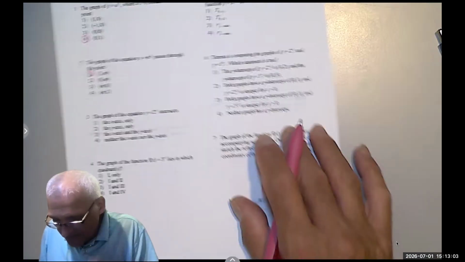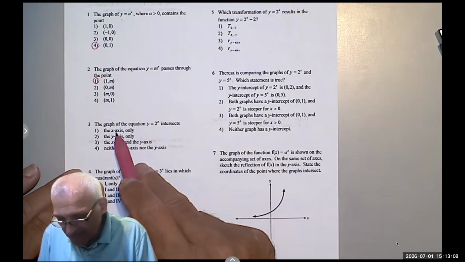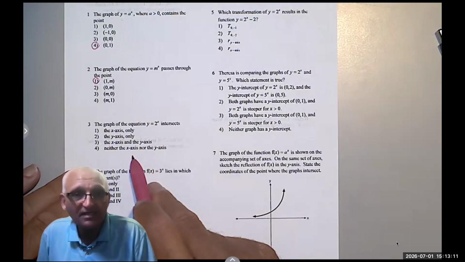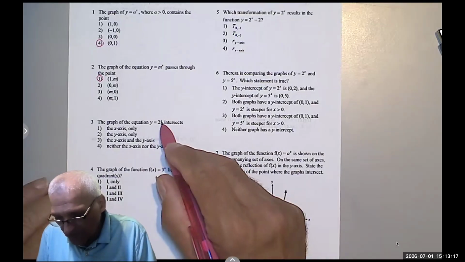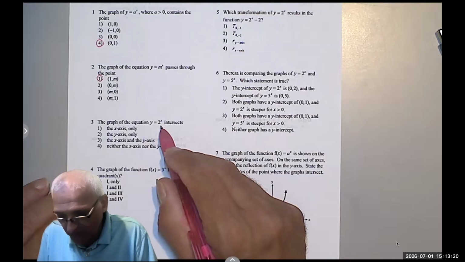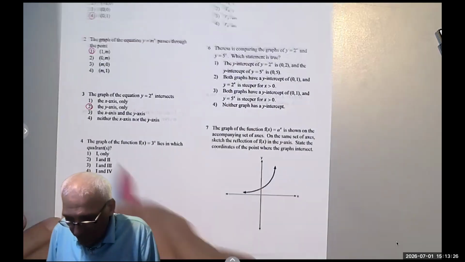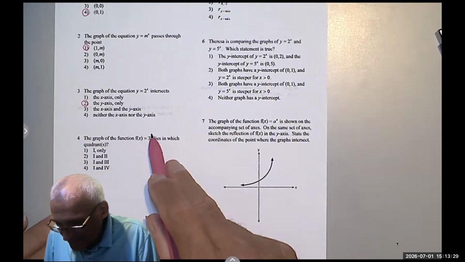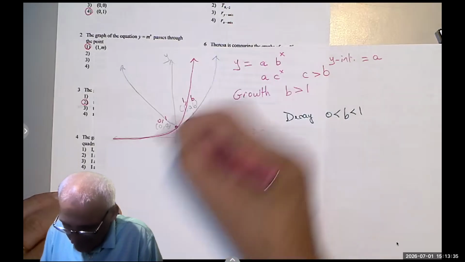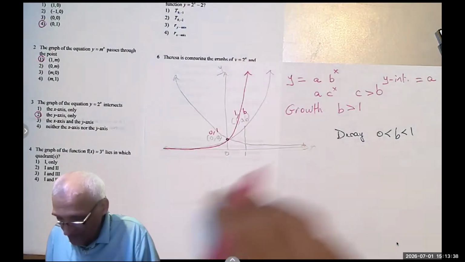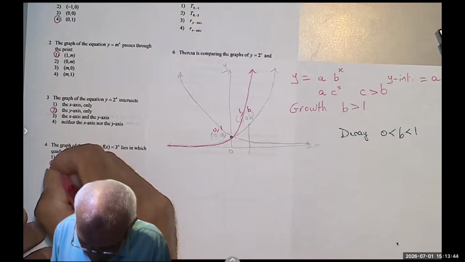When we move to number 3, it says the graph of the equation y equals 2 to the x intersects only the x, only the y, both x and y, neither x and y. Of course, we know it always intersects the y, right? So when x is 0, that's the y-axis, y would be 1. So it's only the y-axis. Number 4, the graph of the function f of x equals 3 to the x lies in which quadrants? Well, 3 to the x would look something like that, this or that. It doesn't really matter, it depends how steep it is. But that's quadrants 1 and 2.